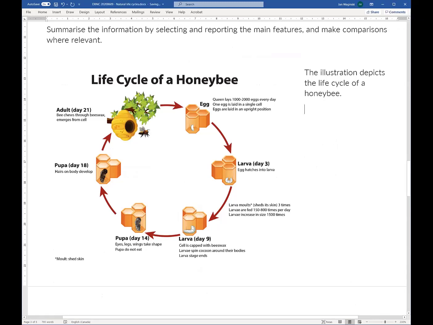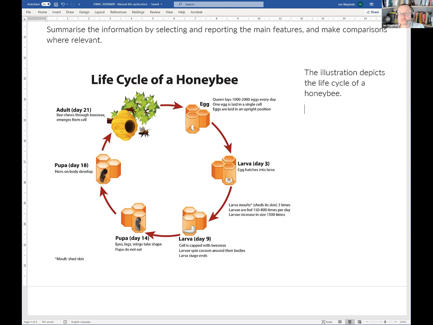So we will start with the egg. The queen lays 1,000 to 2,000 eggs every day. But I will read it first. One egg is laid in a single cell. Eggs are laid in an upright position.